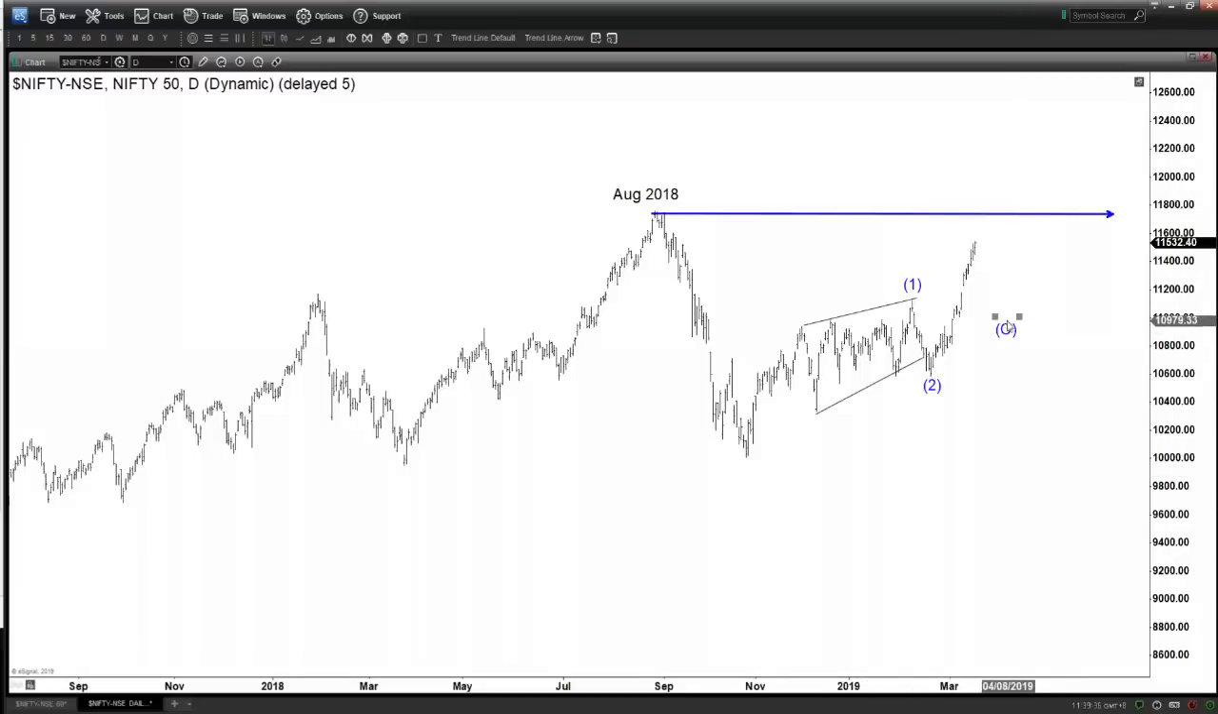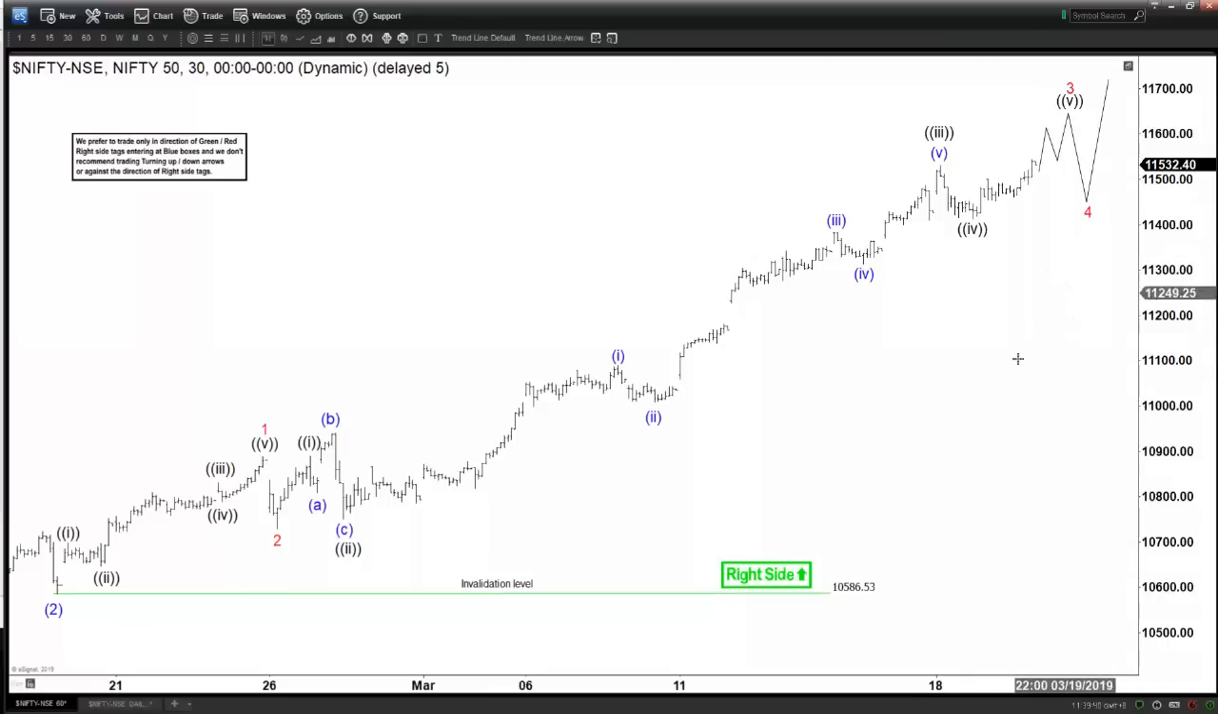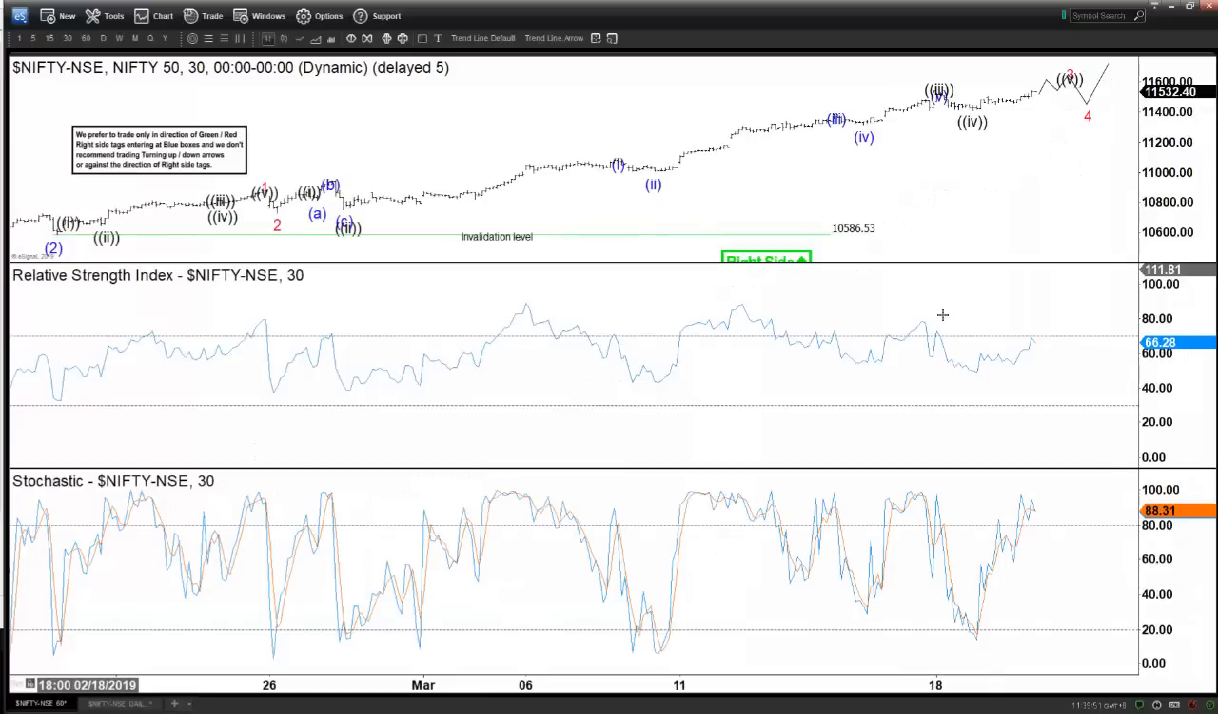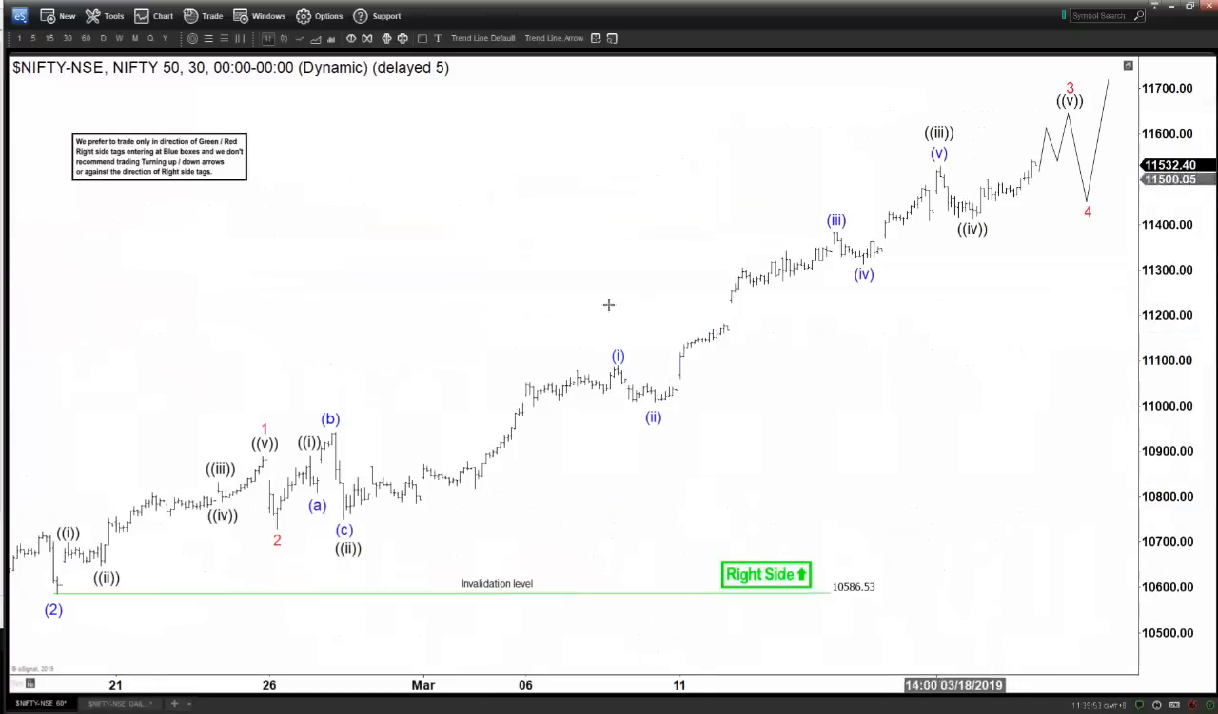Now back to the 1 hour chart. So what do we like? Well, we don't like selling, of course, because the right side is higher. But in terms of the internal subdivision here, you can always, like I said, play around with the way you place the label. You can always play around.